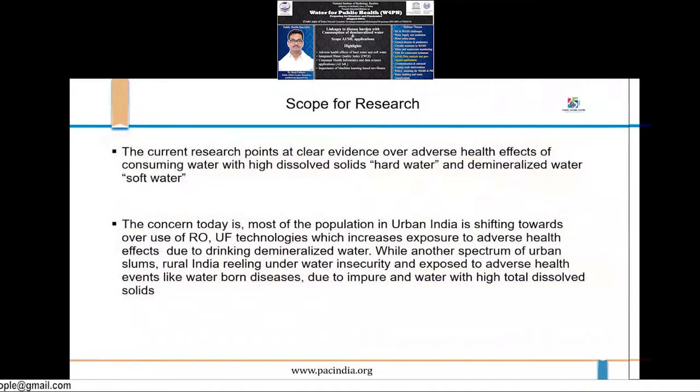Now, this is where we have to bring in a research perspective and how research can help us combat what we call the epidemic of RO water purifiers, or demineralized water consumption. So the concern today is that most of the urban population is shifting towards RO use and demineralized water, which again increases their exposure to the side effects of drinking demineralized water.